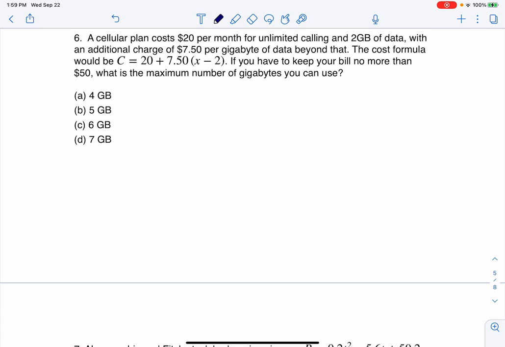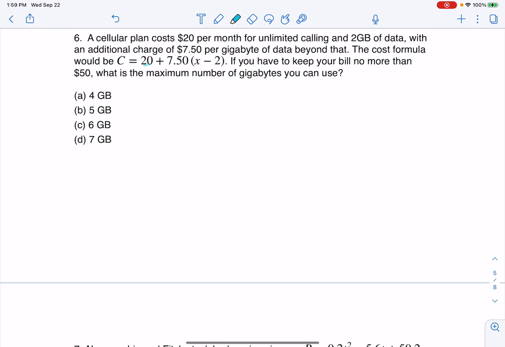Hey everyone, let's take a look at number six on our sample test. So here is a cellular plan that costs $20 per month for unlimited calling and 2 gigabytes of data, with an additional charge of $7.50 per gigabyte of data beyond that. The cost formula is given by this function.